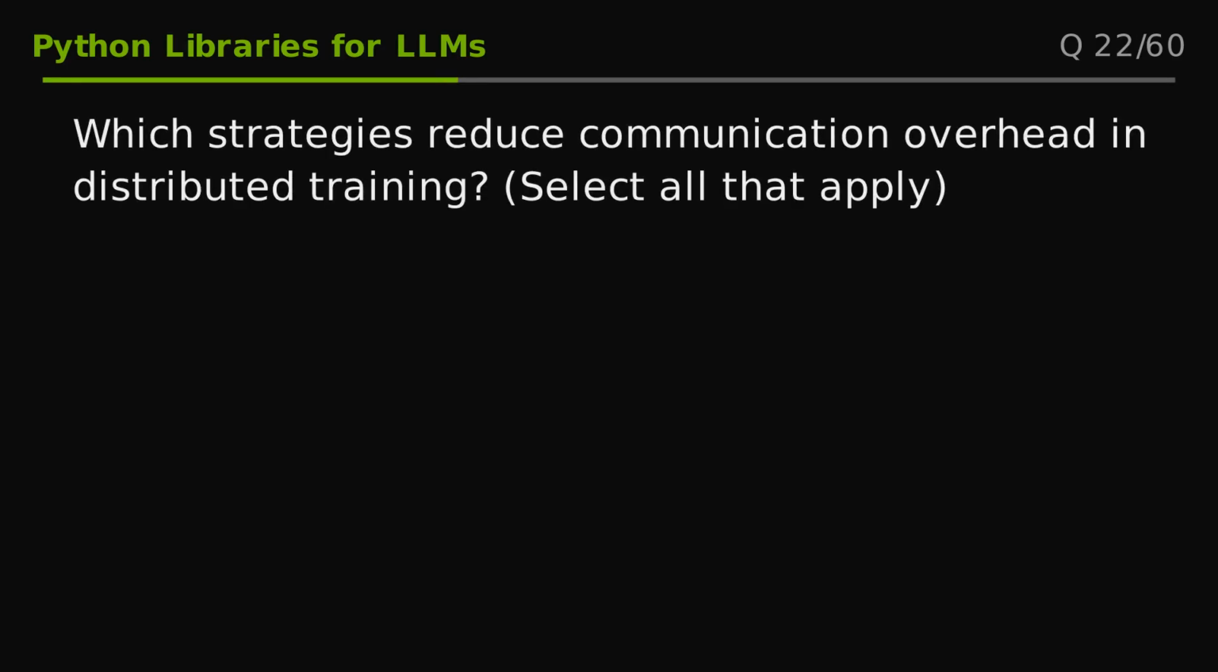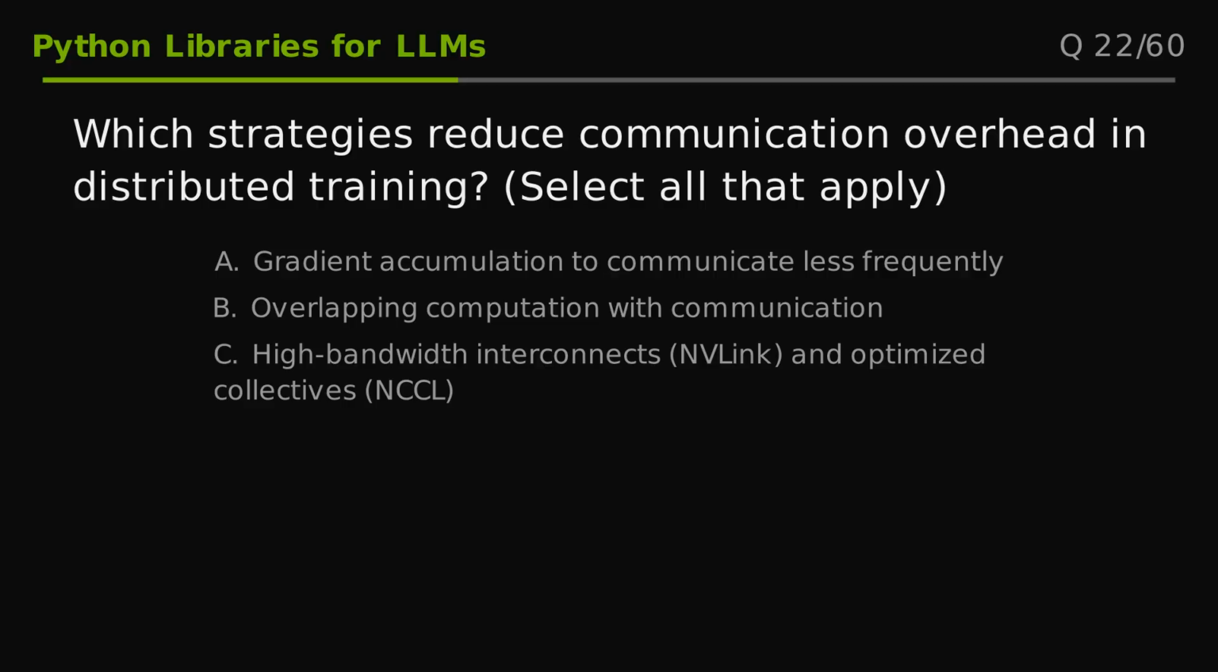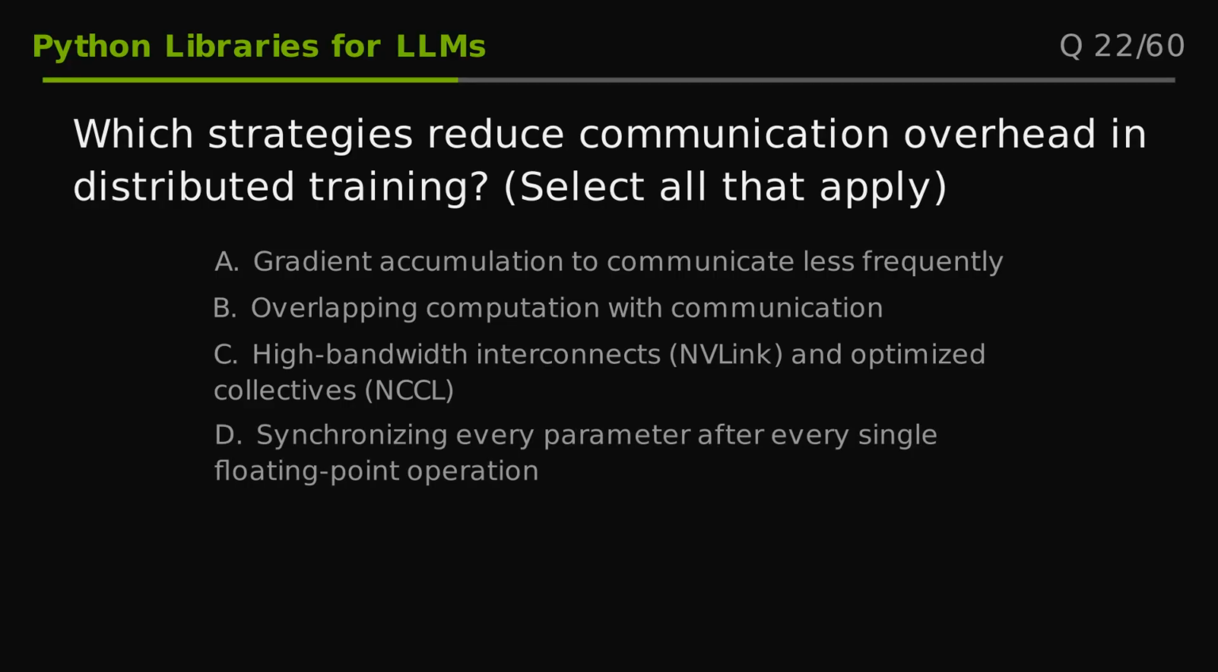Question 22. Which strategies reduce communication overhead in distributed training? Select all that apply. Option A. Gradient accumulation to communicate less frequently. Option B. Overlapping computation with communication. Option C. High bandwidth interconnects, routing, and optimized collectives. Option D. Synchronizing every parameter after every single floating point operation.